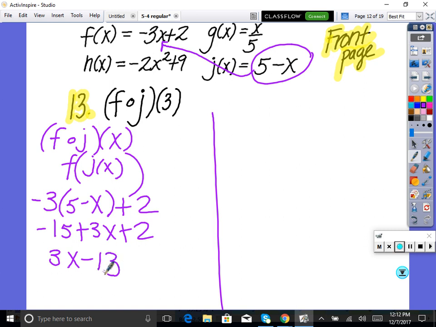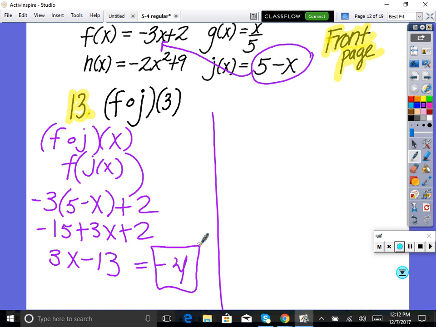Okay, good. Now, aren't we wanting to do 3 instead of x? So what I could do is go right here and plug in 3. 3 times 3 is 9, minus 13 is negative 4. Now that was the long way. We got there. Kind of similar to those addition ones, right? We simplified and then plugged it in.